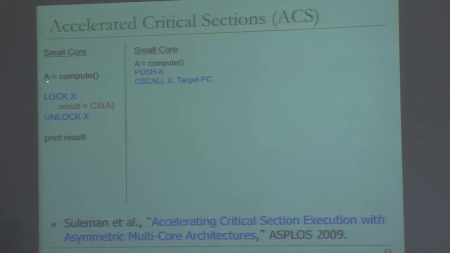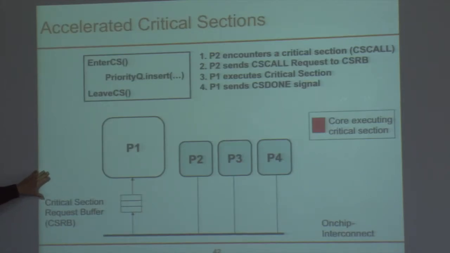Basically, there's some input to the critical section that's computed by the small core. And before, you need to send that to the large core also, right? Does that make sense? So if you look at this critical section, you're operating on this value that was computed over here. Somehow the large core needs to have access to it. And we're going to use the stack to communicate between the small core and large core, because the assumption is that this is a shared memory multiprocessor.